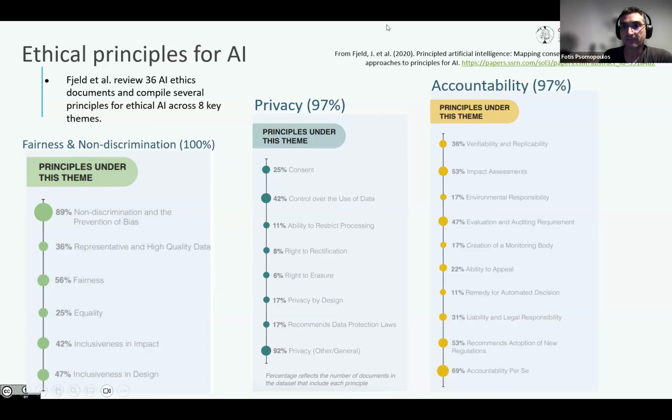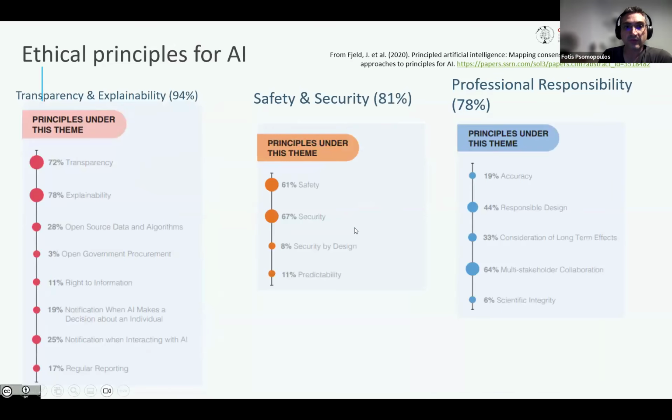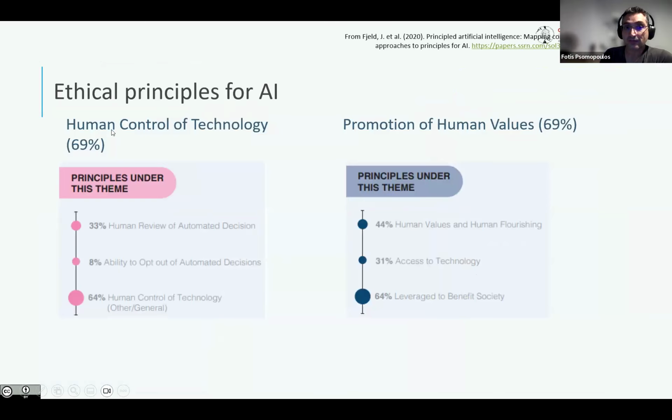This is again a list. This is the article that I took them from. And you'll see that there are six main pillars: fairness and non-discrimination, which everyone thinks about; privacy and accountability, which again 97% of these documents take into consideration. But moving on, we're talking about transparency and explainability. Safety and security is not that much, and then we have professional responsibility, human control of technology, and promotion of human values, and only about half of them are actually looking into those elements. And human values and human control of technology are even less considered under this theme.